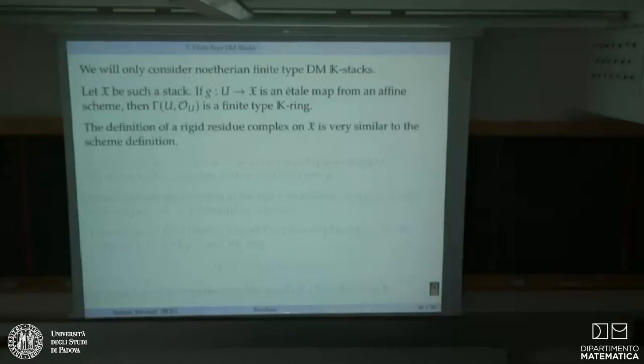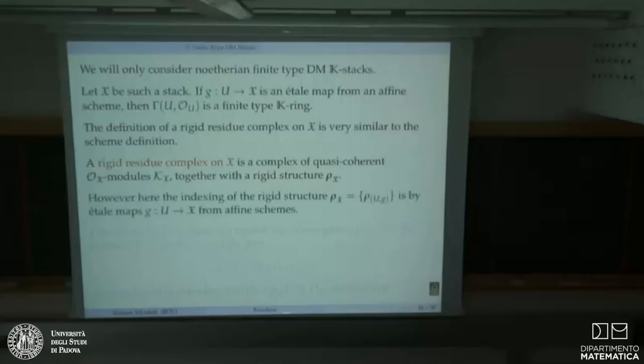So that's what we're going to do in order to install a rigid residue complex on the stack. But first I have to show you what this is. It's actually very similar to a scheme. A rigid residue complex on our Deligne-Mumford stack is, first of all, a bounded complex of quasi-coherent sheaves K on X, together with a rigid structure. But unlike the previous case, the rigid structure is not parameterized by affine open sets, but rather by these étale patches, affine patches. So we have a collection of rigid isomorphisms for all of these possible choices of U and G.